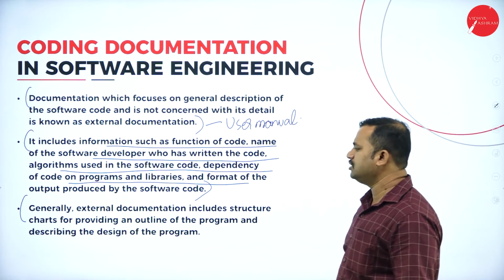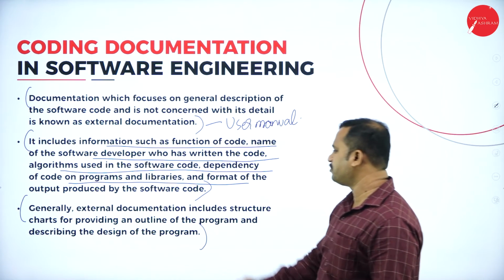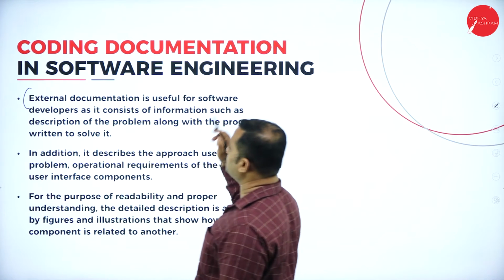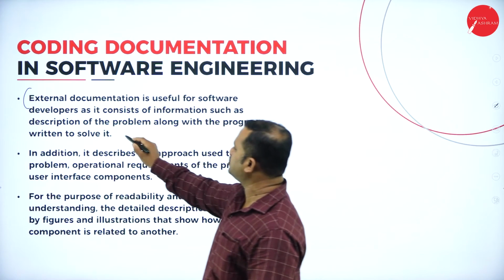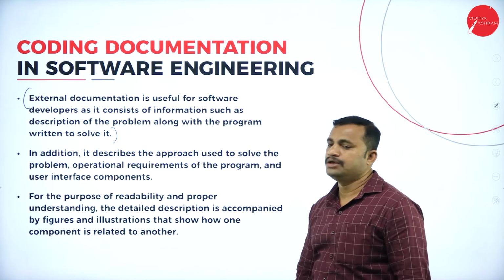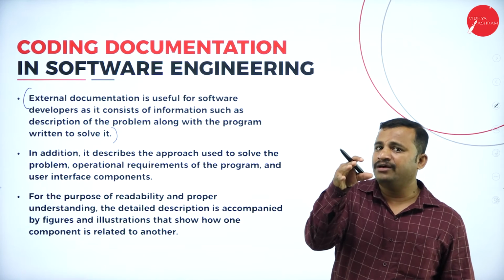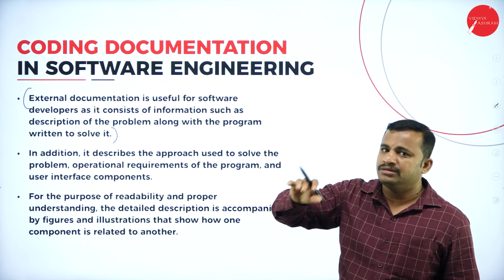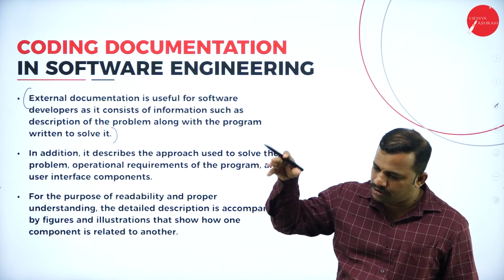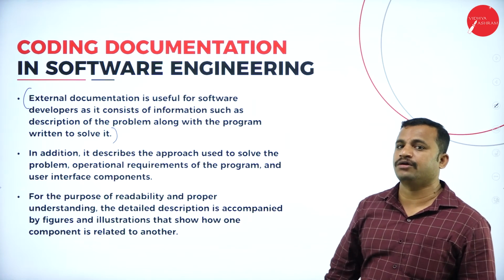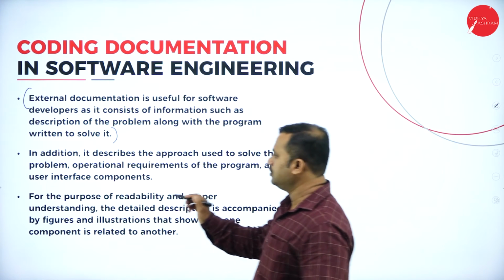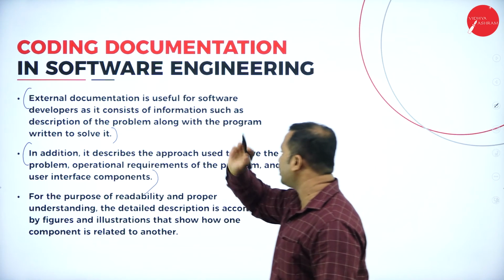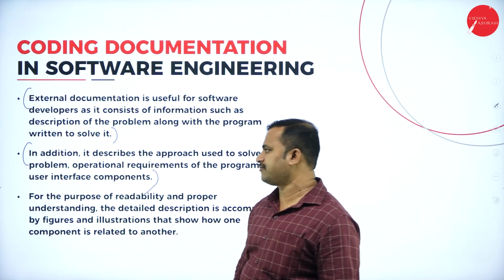Generally, external documentation includes structure charts for providing the outline of the program and describing the design of the program. Then, external documentation is useful for software developers as it consists of information such as a description of the program along with the program written to solve it. That means he will be given a problem statement, but that is only required for him to define the task. What has to be the functionality of the code segment is required for him. In addition, it describes the approach used in solving the problem. That is the operational requirements of a program and user interface components. All those are required for him.